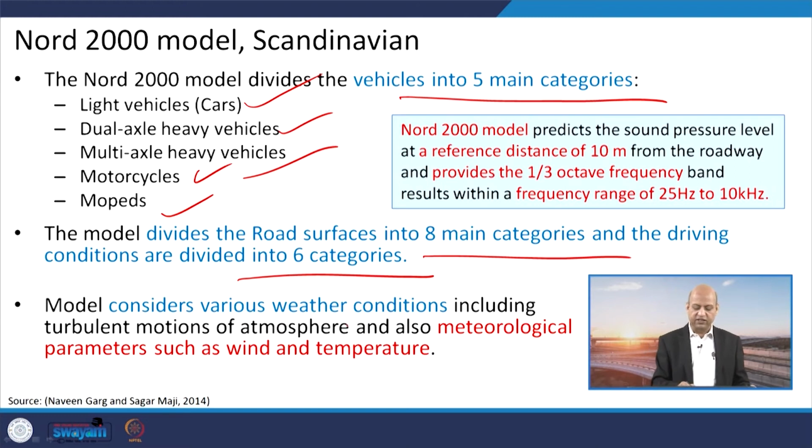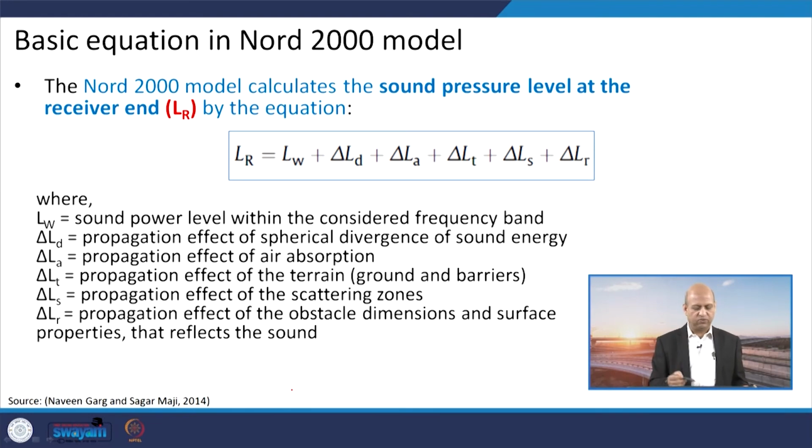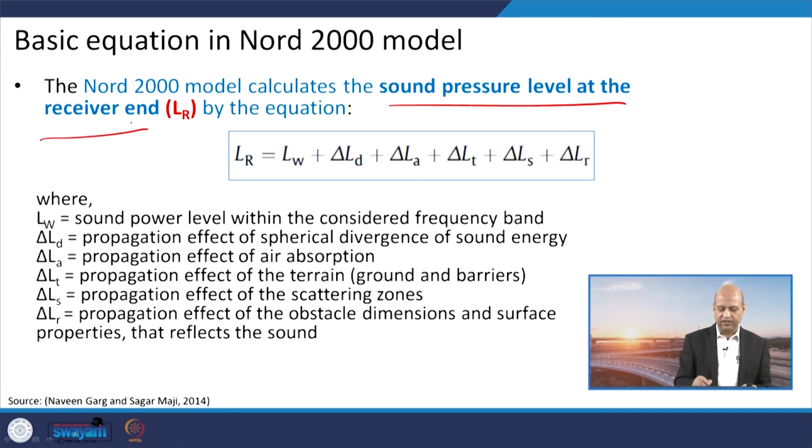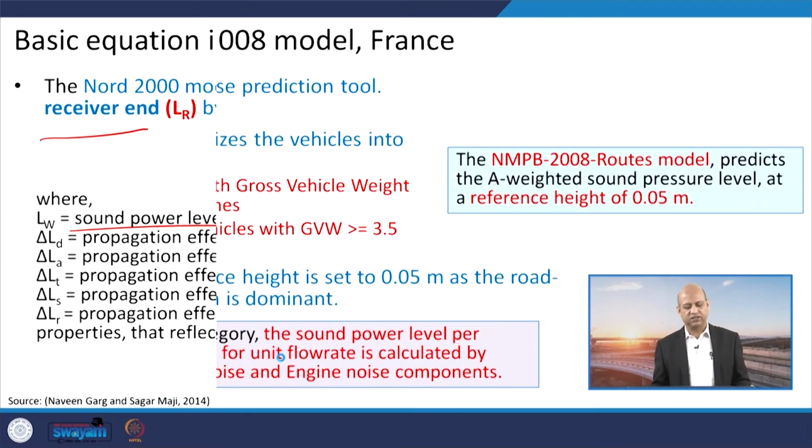And this considers weather conditions also, like turbulent motions of the atmosphere, meteorological parameters such as wind or temperature related issues, all those things are there because they can affect the energy propagation. Okay. The basic equation is again of course similar kind of thing. Here LR is the sound pressure level at the receiver end, okay, LR, and LW is sound power level within the considered frequency band. And then there are propagation effects for spherical divergence, and then air absorption effect or terrain, ground and barriers related effect. If there are barriers, then noise level will be reduced as you go further, then scattering zones related. So, that way several correction factors are there.